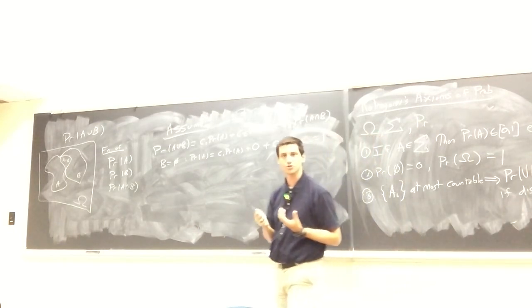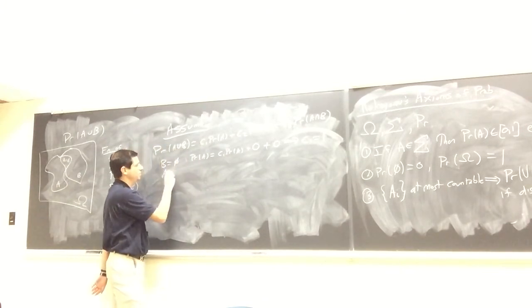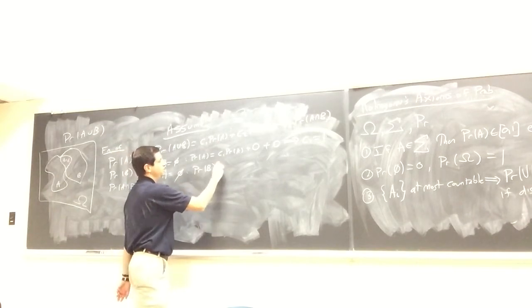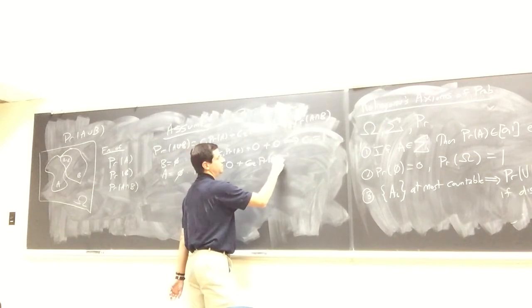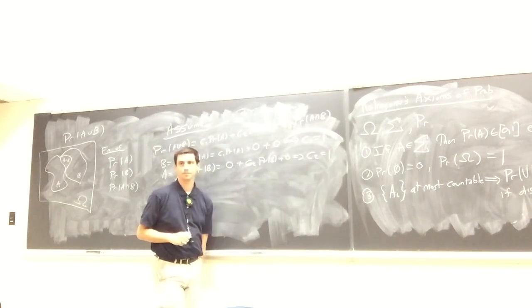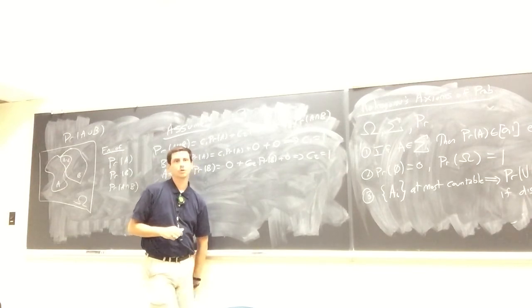Can somebody give me another good choice? Try A equals the empty set. You know, why should B have all the fun of being empty? Now you would get the probability of B is 0 plus C2 probability of B plus 0. And now you get that C2 equals 1.